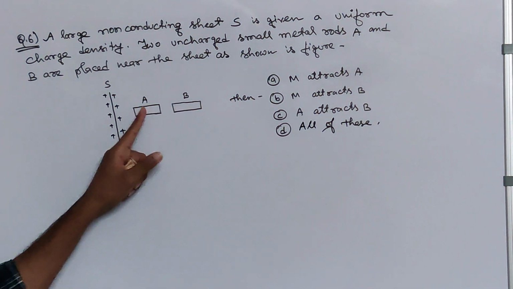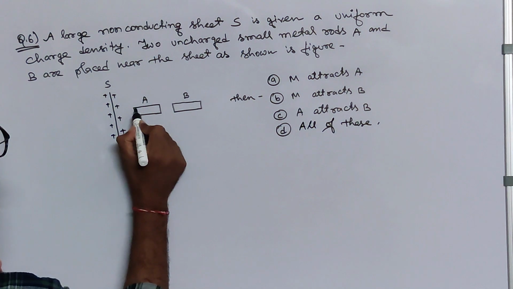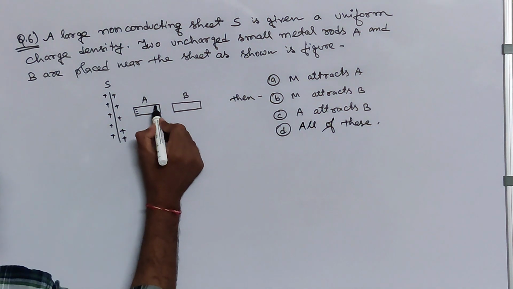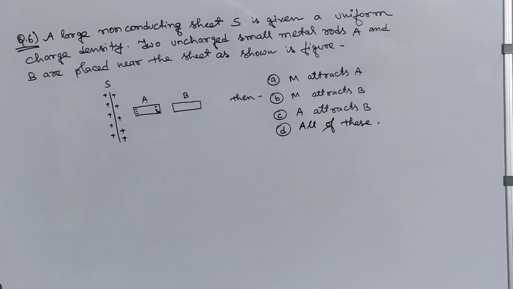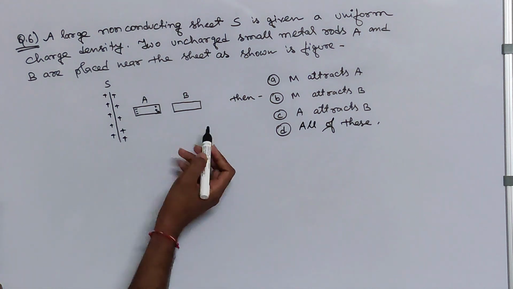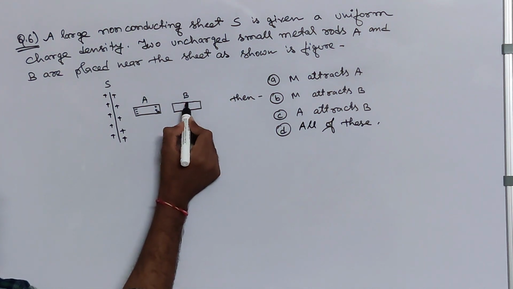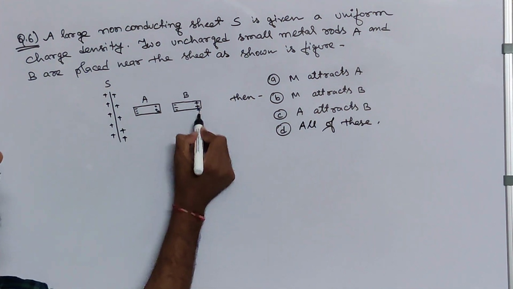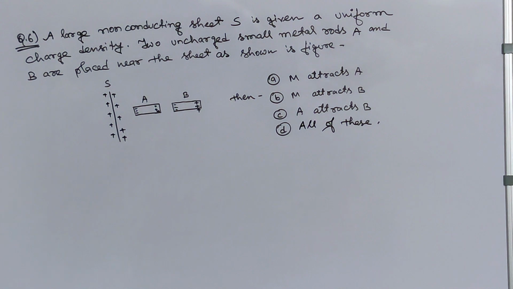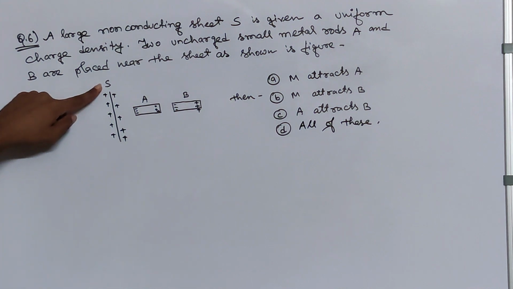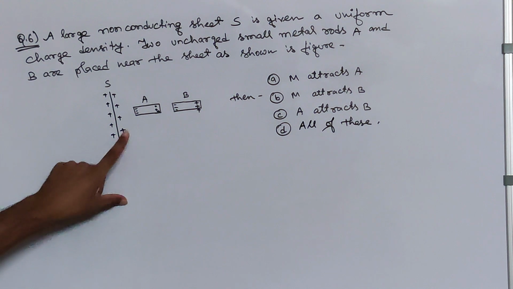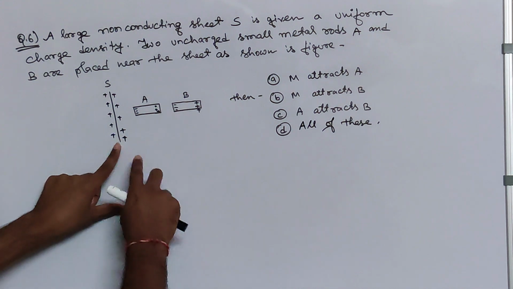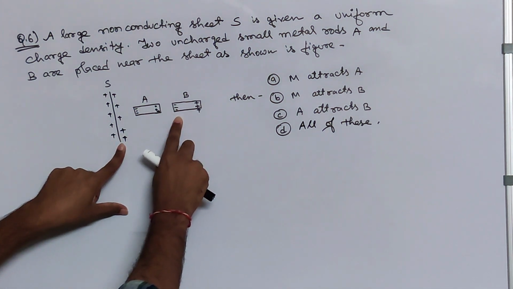The metal rod A will acquire negative charge in this end and positive charge at this end. Okay, and due to that induction, the metal rod B will now have negative charge in this end and positive charge at this end, right? Then of course the sheet S will attract A, because positive and negative attract, and S will also attract B because this end has positive charge and this end has negative charge.